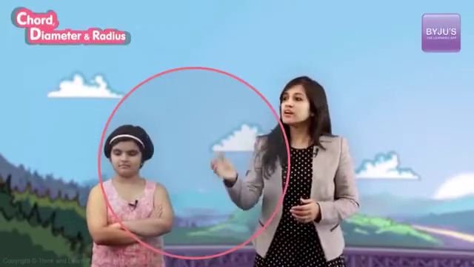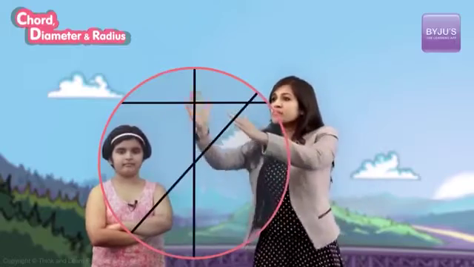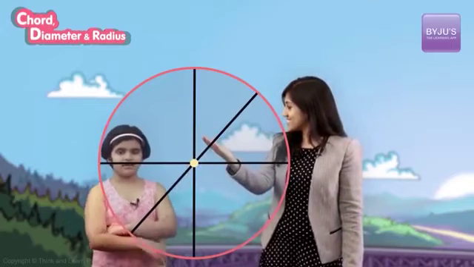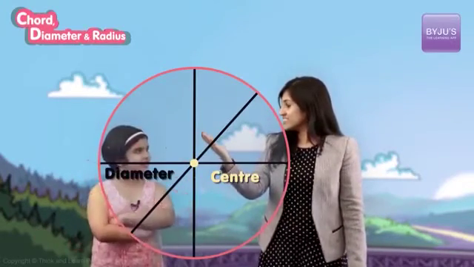Okay, wait, don't jump to conclusions. Let's give it one more try. So let's try that. Here's my circle. Here are 3 chords. Now, I'm just going to keep moving them. And look, they are intersecting. What is this point? It's the center of the circle. And the line is a diameter.